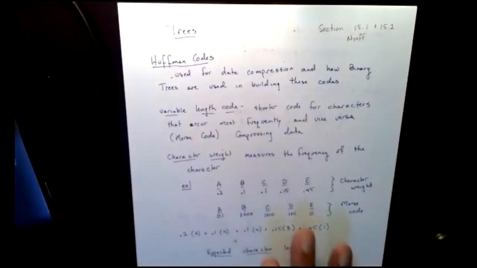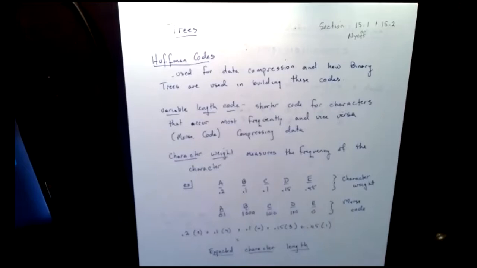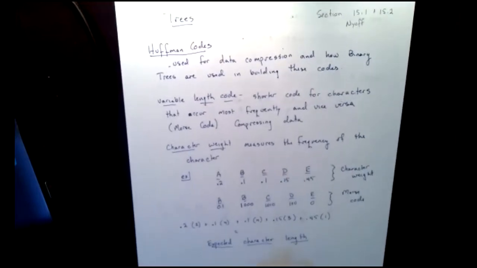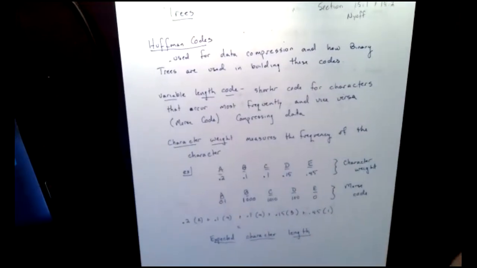All right, so we're back to learning about trees, and we're back in the NIOF book. We're going to cover sections 15.1 today and 15.2 on Thursday. Now, this is kind of a cool section, this 15.1. I like this section a lot. Something called Huffman codes, okay? And we're going to go back.